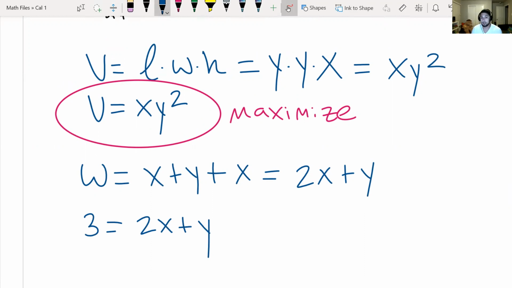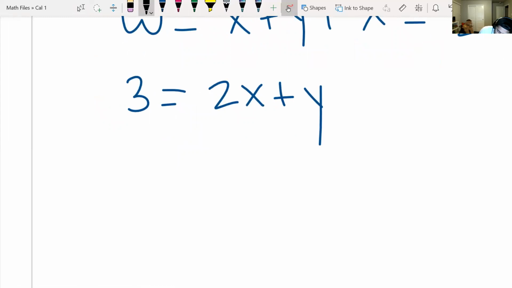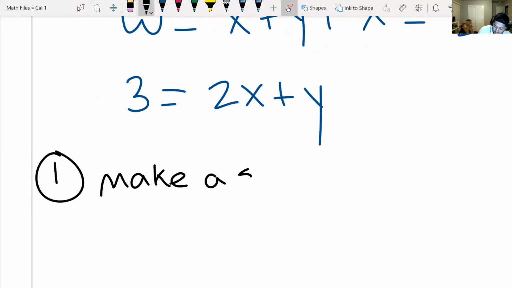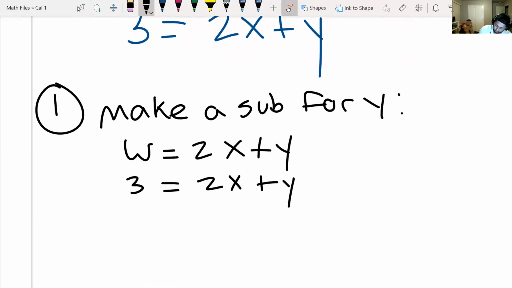So we have the equations we need. So now let's put these into steps again. So I'm going to say 1. Make a sub for y. And we are using the width equation. Width equals 2x plus y. We know that 3 equals 2x plus y. Therefore, 3 minus 2x equals y.